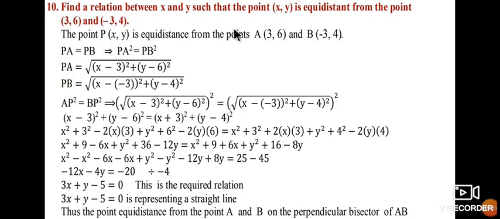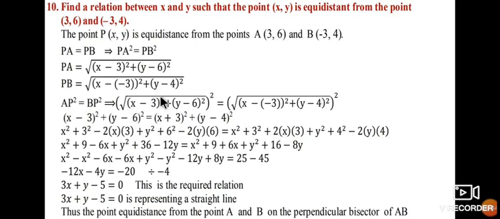Taking P as (x1, y1) and A as (x2, y2), and for PB taking (x, y) and (x2, y2). Therefore PA can be written as (x minus 3) whole square plus (y minus 6) whole square, which is equivalent to PB, that is (x minus of minus 3) whole square plus (y minus 4) whole square. Now AP squared is equal to BP squared, so square and square root will be cancelled.